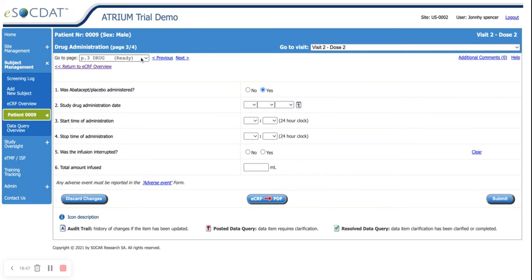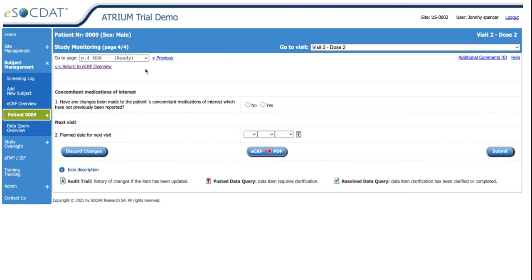The final form within Visit 2 is the same page that you saw in Visit 1, which is study monitoring, which includes information on medications of interest and the next visit date. Please hit submit, and your site investigator will need to sign off on Visit 2 prior to the study participant moving on to Visit 3.